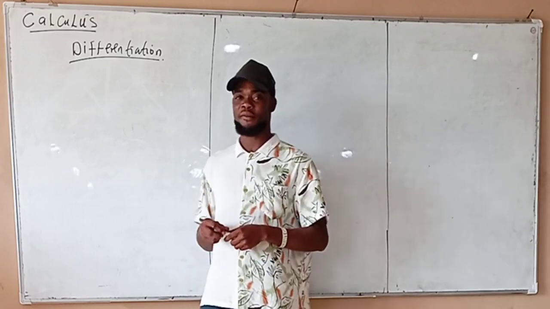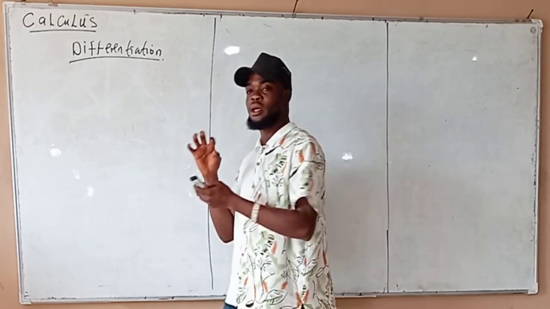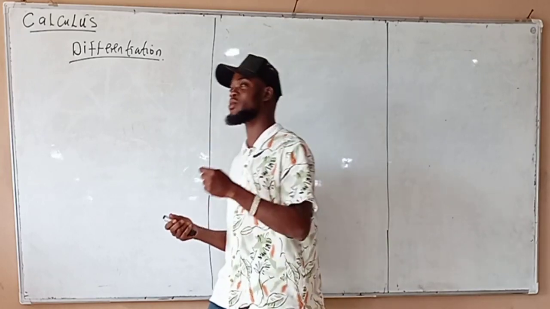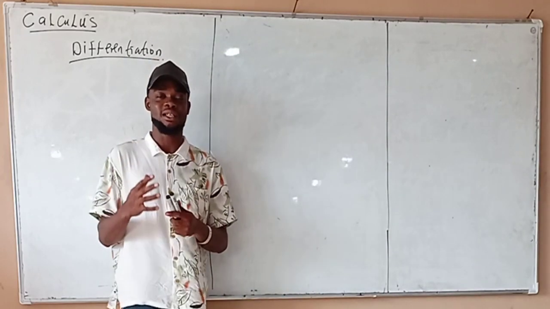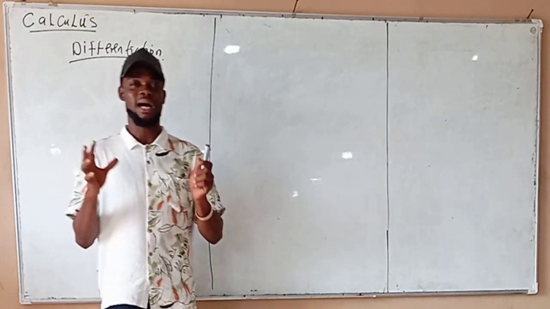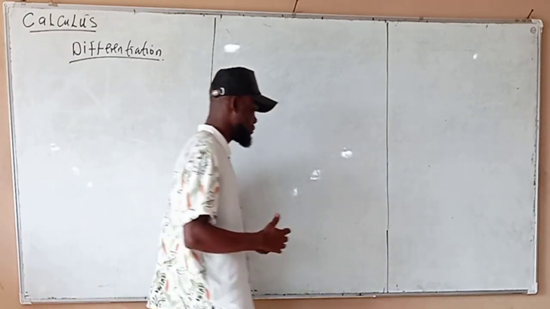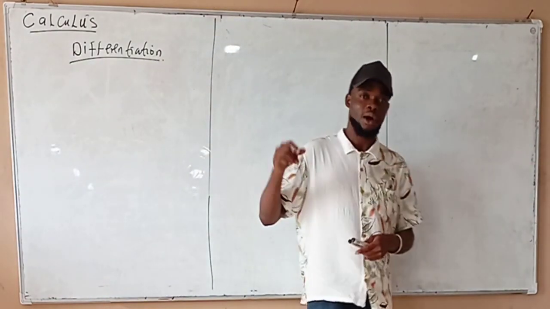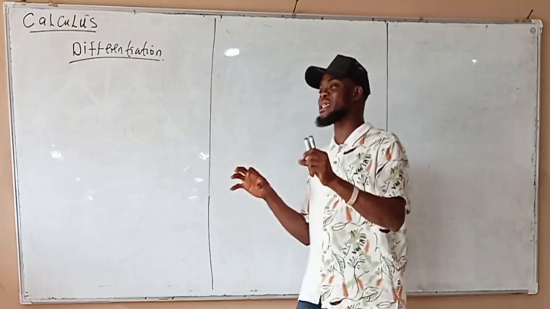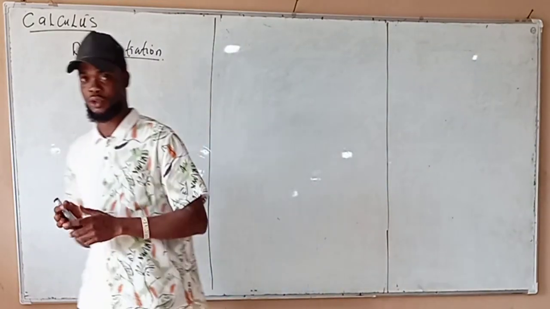Now, let's look at what we have today. What we will look at is differentiation. Now, what is the meaning of differentiation? Differentiation is the art of finding the derivative of a function. How do we find the derivative of a function? That is the course for this class: how to find the derivative of a function.